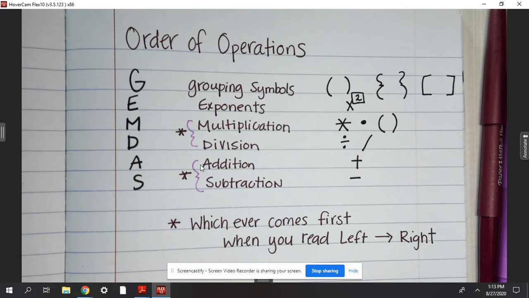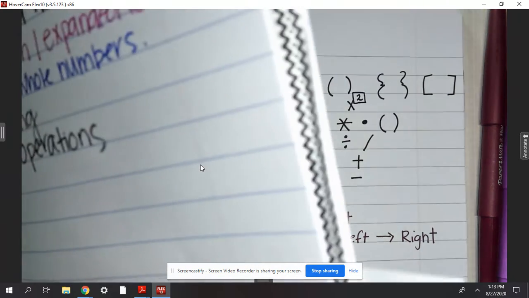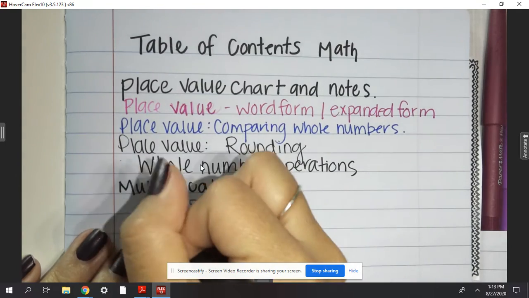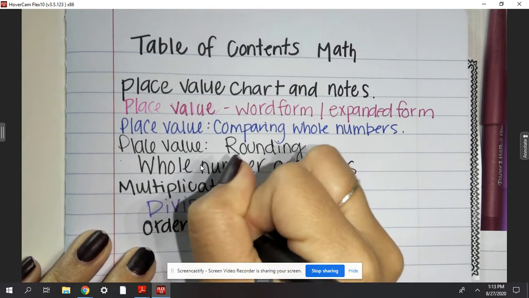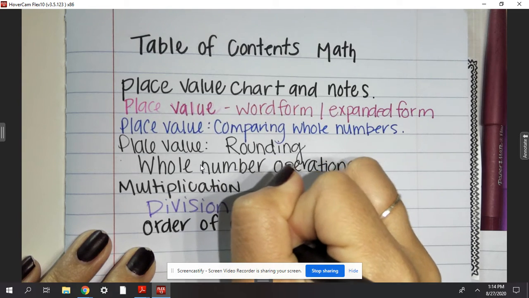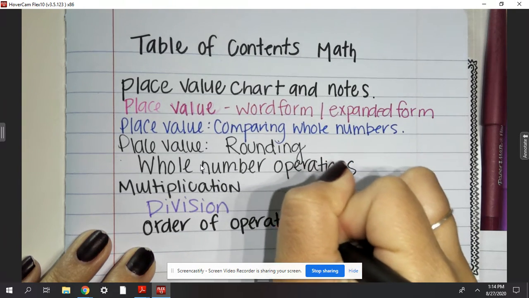Today we're going to be talking about order of operations. So if you're putting this in your math notebook, make sure that you write it. It comes right after division. So I'm going to write order of operations. So that's what we're going to look at today.